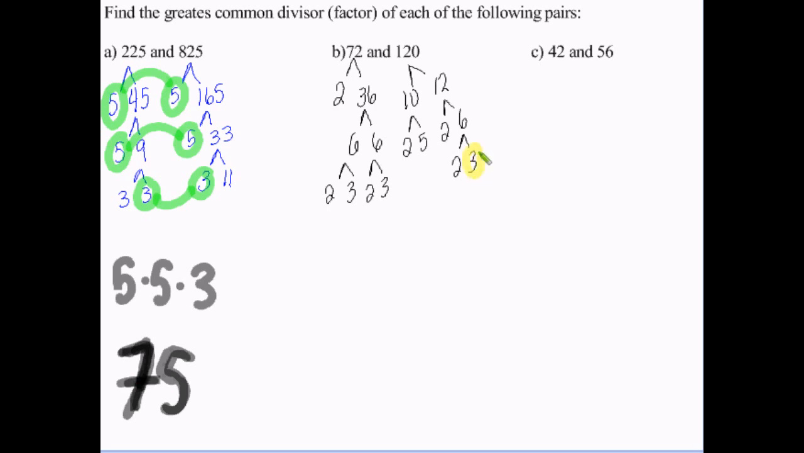So I have this 3 can go with this 3, and 2. This 2 can go with that 2. This 2 can go with this 2. And that 2 can go with that 2. Okay. And then here I have a 3 left, and here I have a 5 left. So I have 1, 2, 3 2s, and a 3. So 8 times 3.